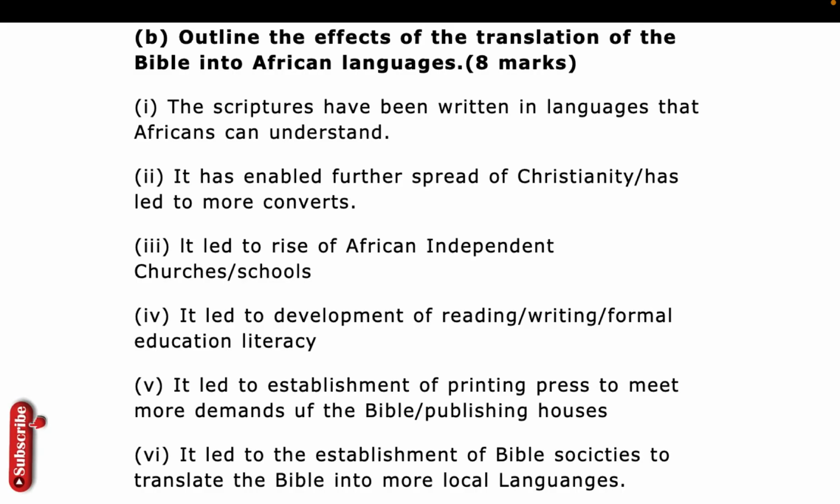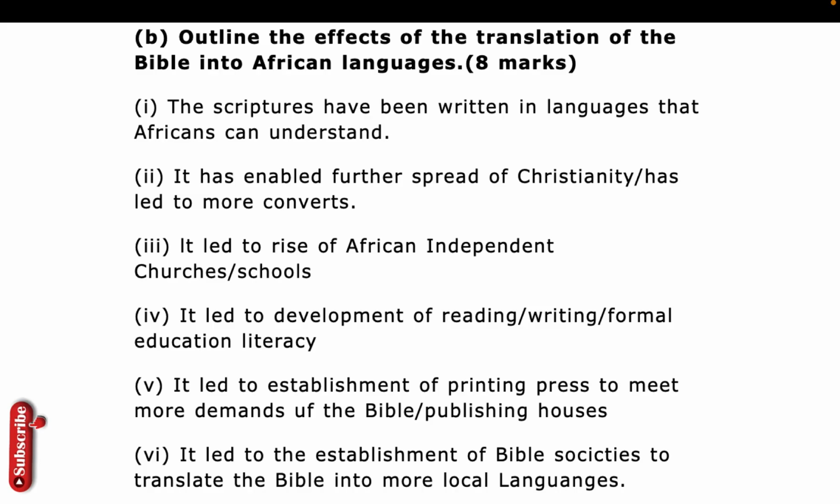Outline the effects of the translation of the Bible into African languages. 8 marks. The scriptures have been written in languages that Africans can understand. It has enabled further spread of Christianity. It has led to more converts. It has led to rise of African independent churches. It has led to rise of African independent schools.